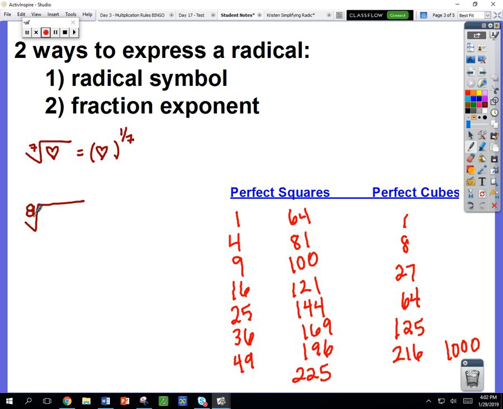Let's do the 8th, so we're doing an even number. If I did the 8th root of a triangle, and I wanted to rewrite that as a fraction, then I would do the triangle to the 1/8 power.